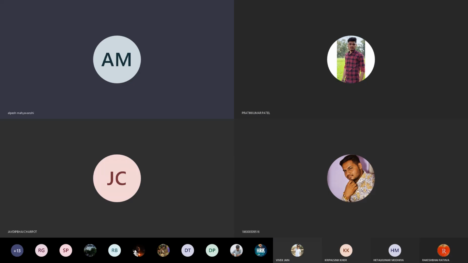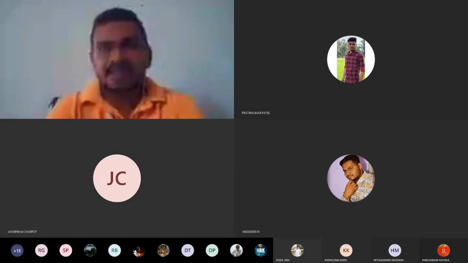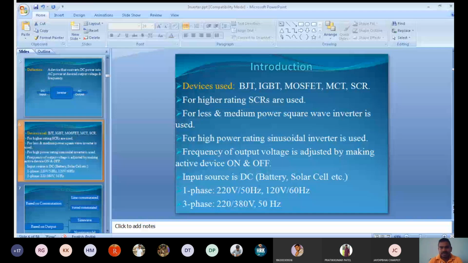Okay, so these are the power semiconducting devices used in SCR. Now, a general introduction about this. For higher rating inverters, SCRs are used. If we want a high rating inverter, then the power semiconducting device used is the SCR. So SCRs are used for high power rating inverters.